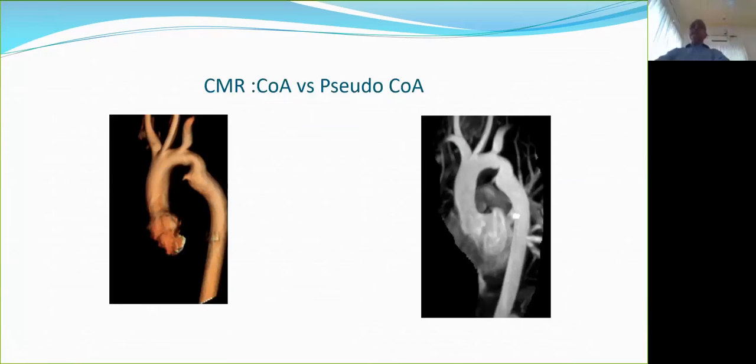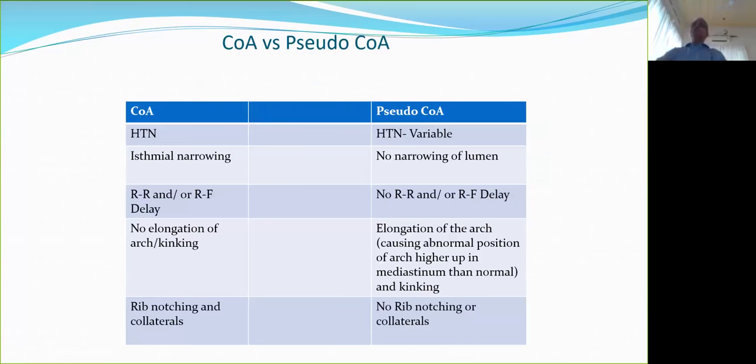In the older child and adult, often we are asked the question, is this a coarctation or is it a pseudo-coarctation? The question comes because in an image, the arch looks thin, but there is no gradient across that. So trying to distinguish coarctation versus pseudo-coarctation, in coarctation, hypertension is invariable, whereas in pseudo-coarctation, it may be associated, but not a component of it.